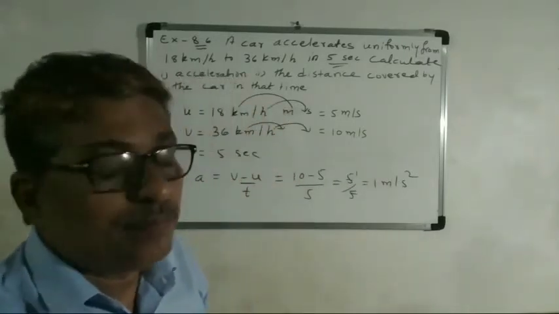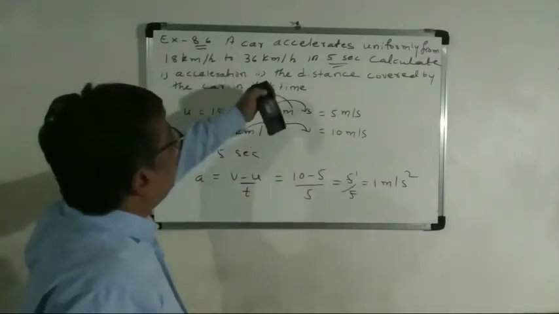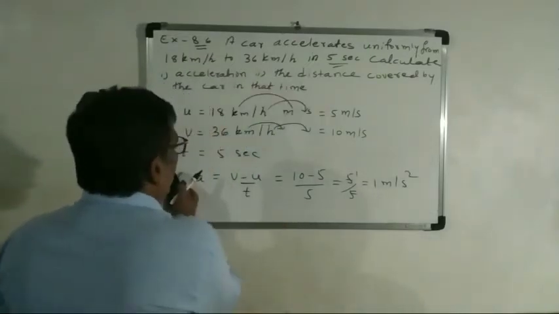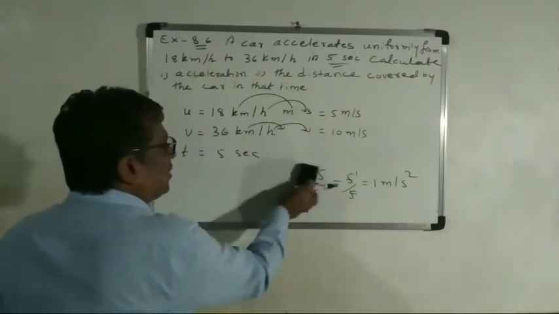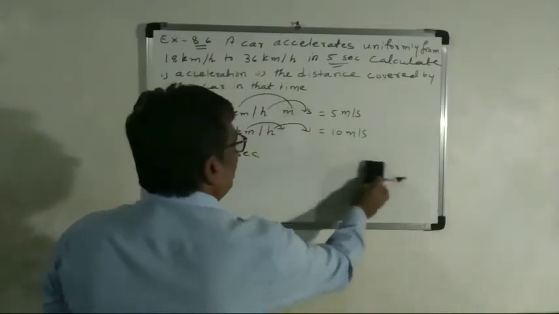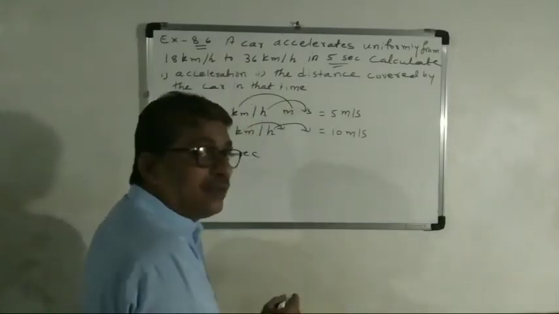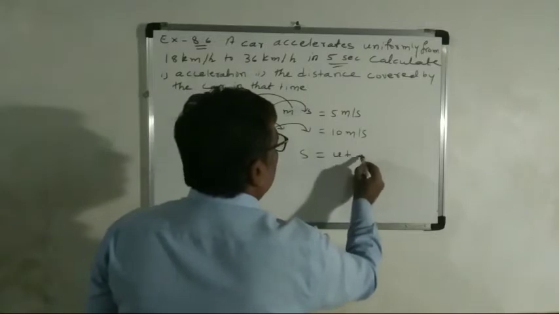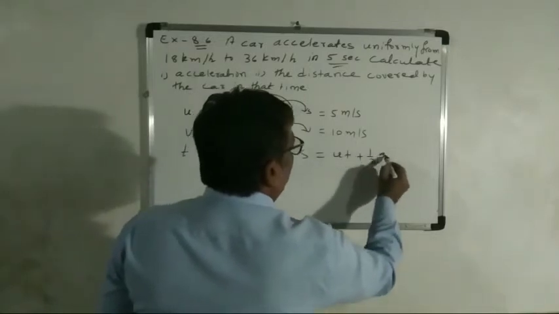You got it. Now the second one, you have to find the distance. So you have to use the distance formula. What is the distance formula? The distance formula is s is equal to ut plus half at square.